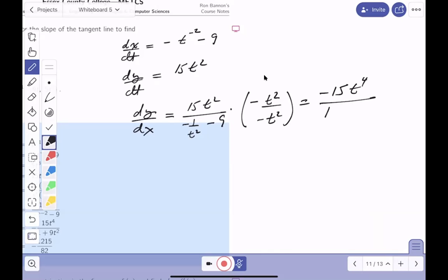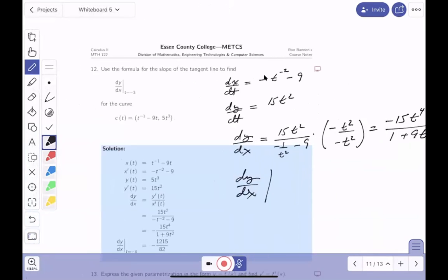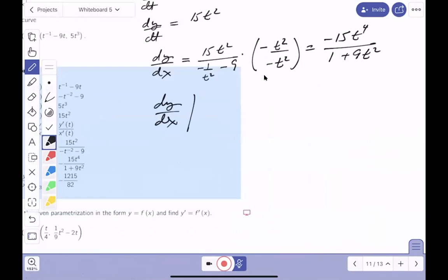And at the bottom, you're going to get 1 plus 9t squared. And what do they want? They want dy/dx at t equals minus 3. We'll look at the key in a moment. What do you get over there?